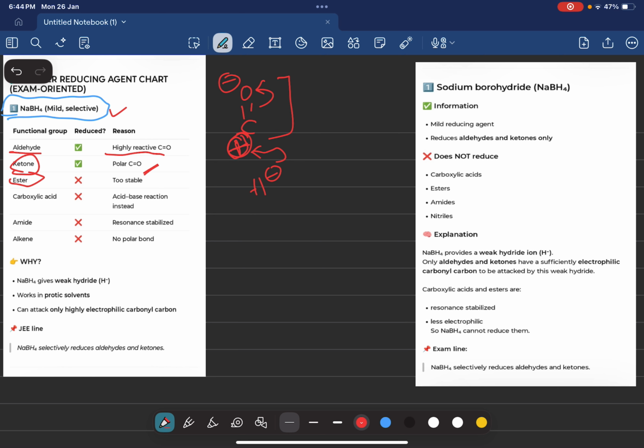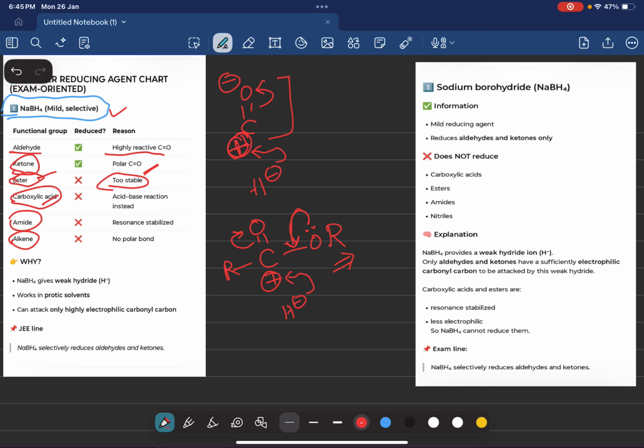That's the reason. But in the case of ester, carboxylic acid, amide or alkene, suppose you take an ester, it is too stable. The reason is that the ester is the group RCOOR, where the lone pair of electrons keeps moving toward the C=O group, so that the positive charge over it will be unstable. Because of that, H minus, which is given very lightly, cannot easily attack. Before that itself, resonance will happen. That's why NaBH4 cannot reduce esters, in simple terms, due to resonance.